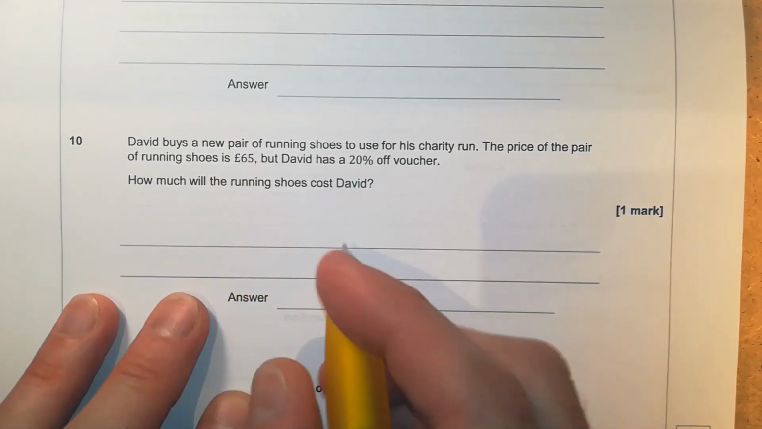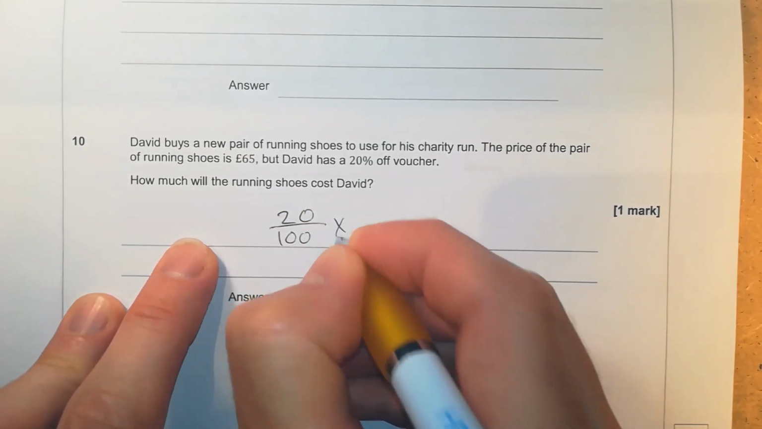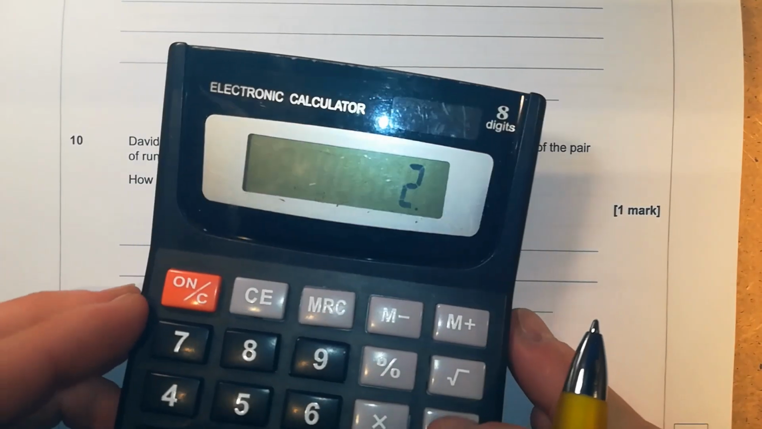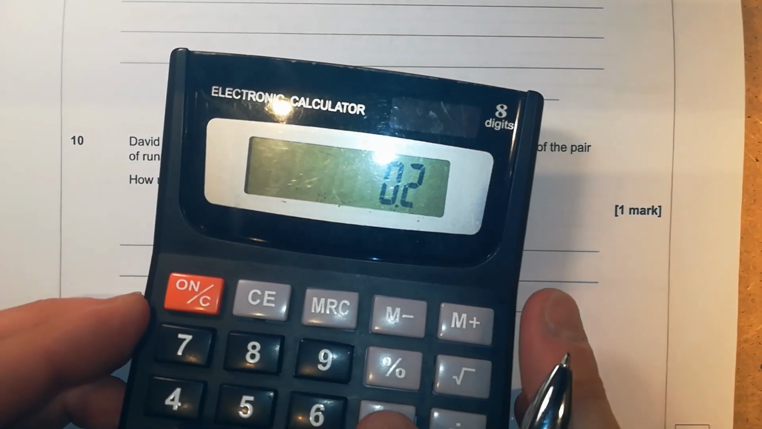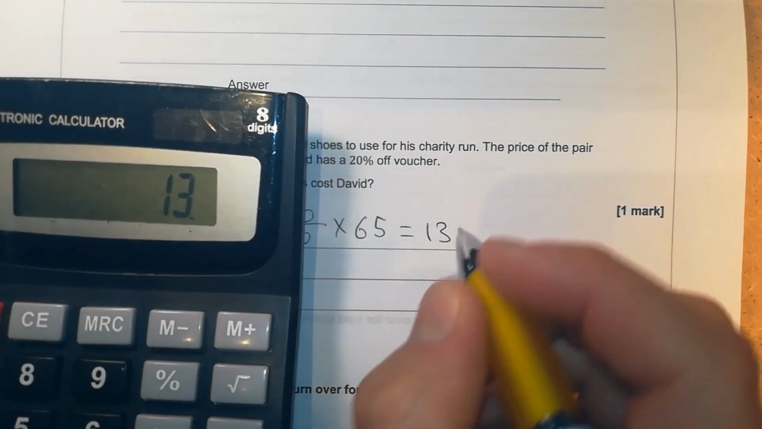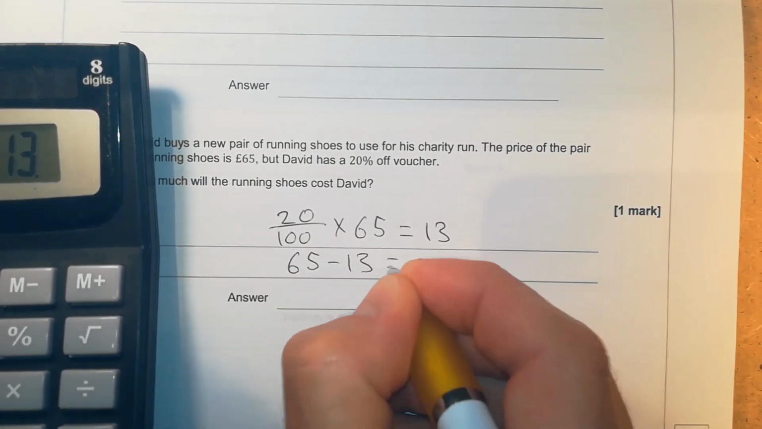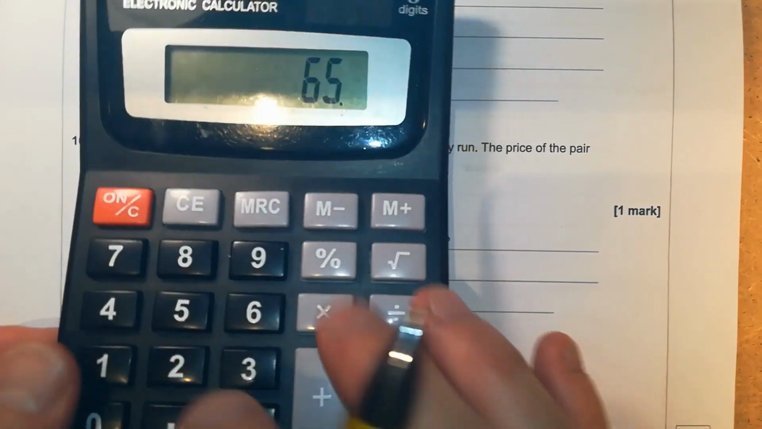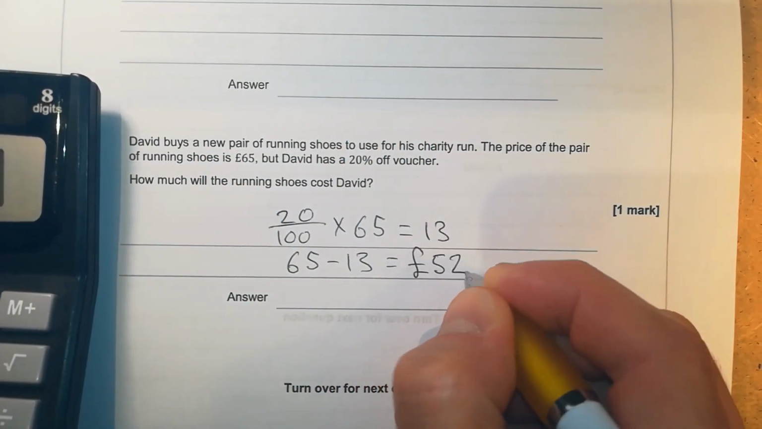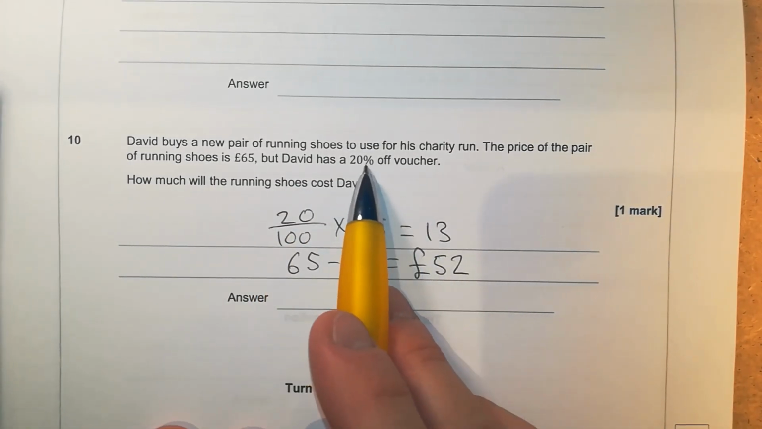So we want 20% of 65, so that's going to be 20 over 100 times 65. 20 divided by 100 times 65 is 13. So now we need to take that away from the original. 65 minus 13, which gives us £52.